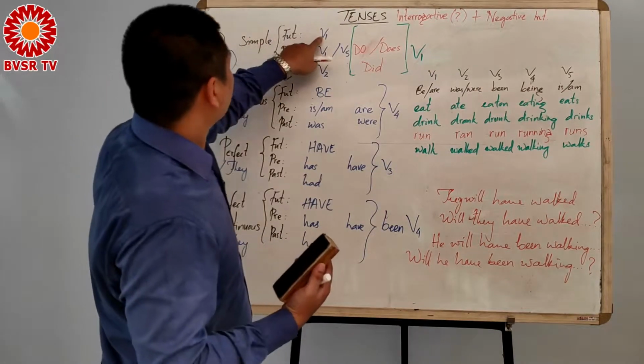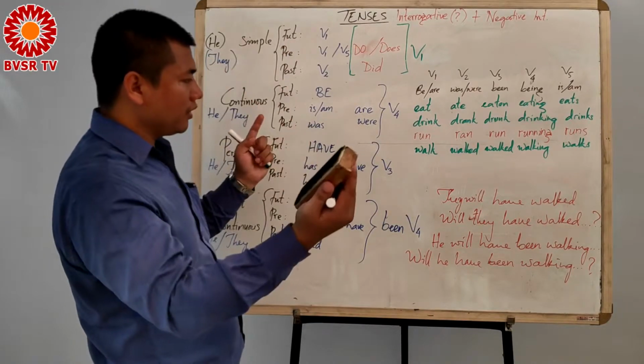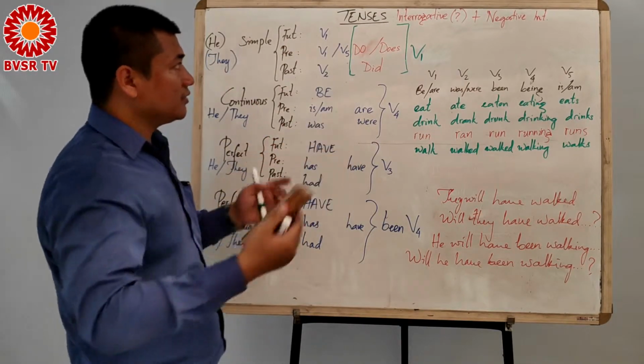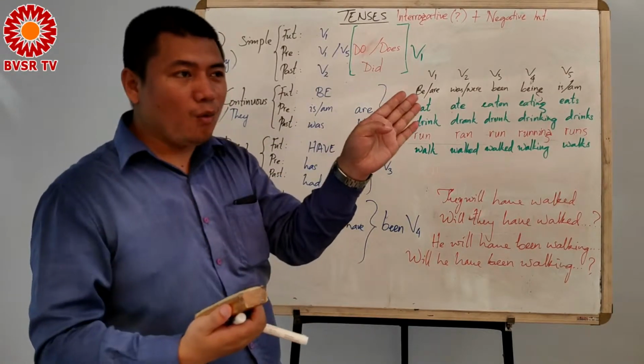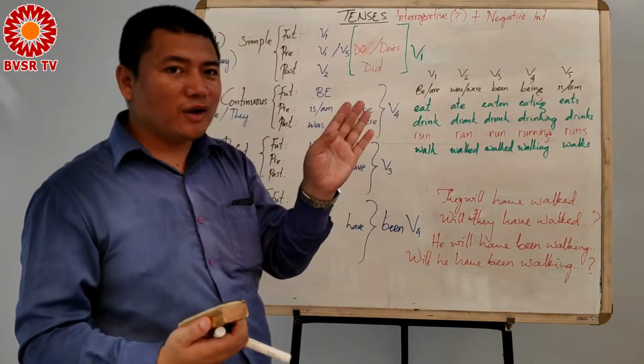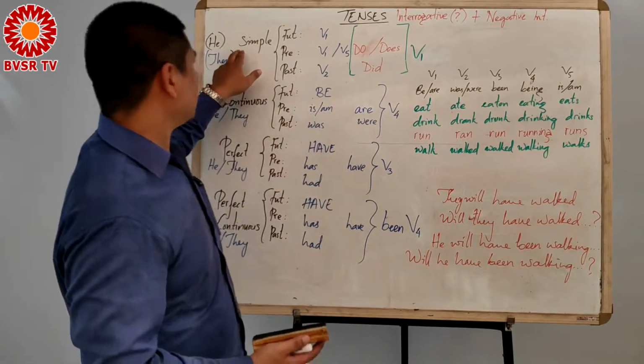He will walk. Will he not walk? Will he is the interrogative, and you have to add not also. Will he not walk? See, that is how you make the sentence.